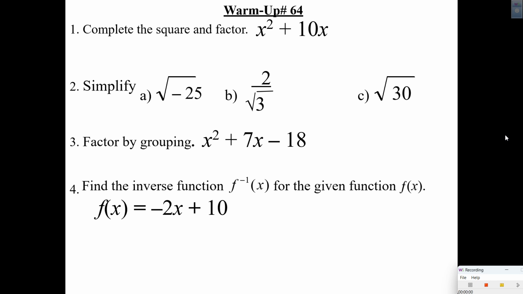Everyone. Welcome back to another exciting day in mathematics. Whoop, whoop. Warm-up 64 is on the screen. Let's get started, please.